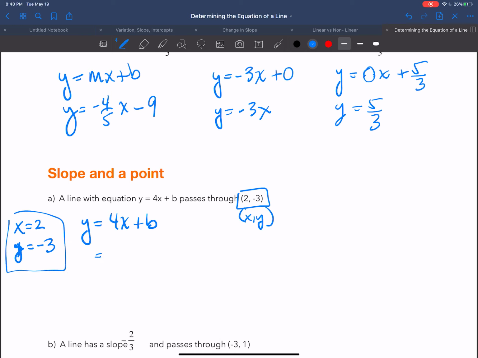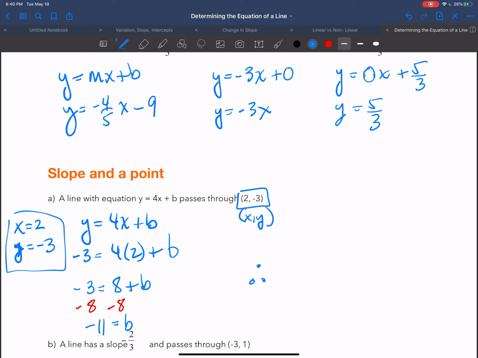So if I plug that in, the only thing I don't know is b. So now I can rearrange the equation and solve for b. So if I simplify here, I get 8. And now I want to get b by itself. Subtract the 8. B is equal to negative 11.